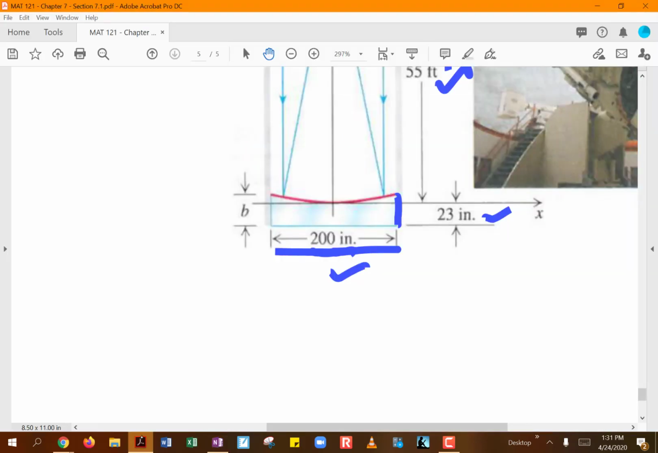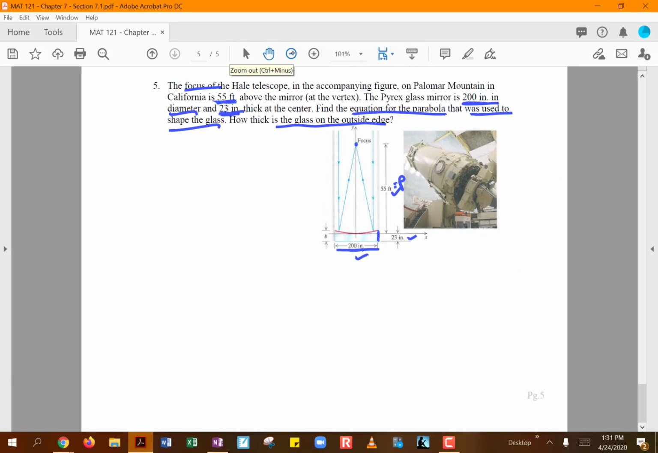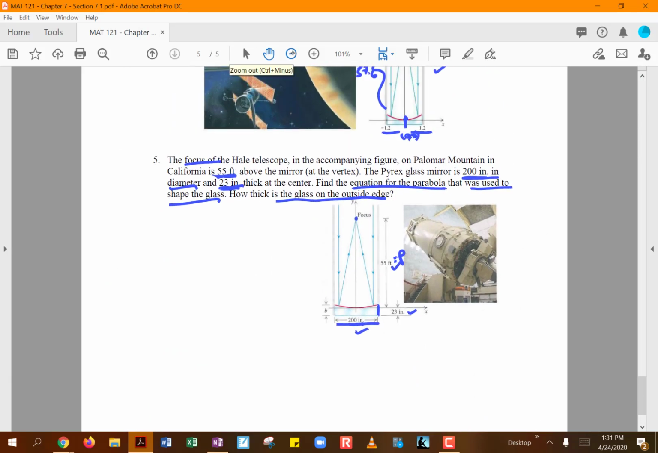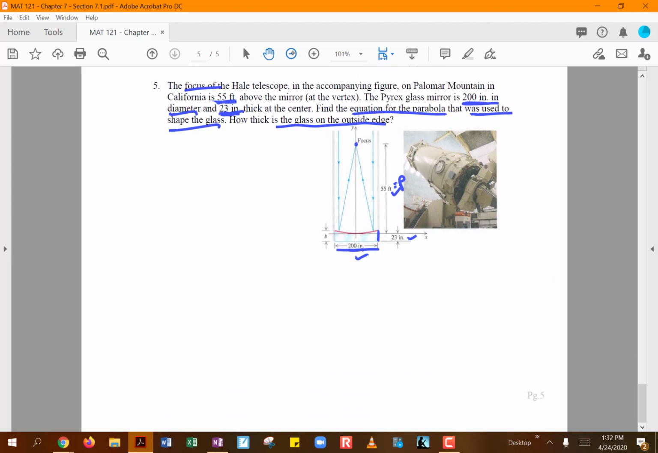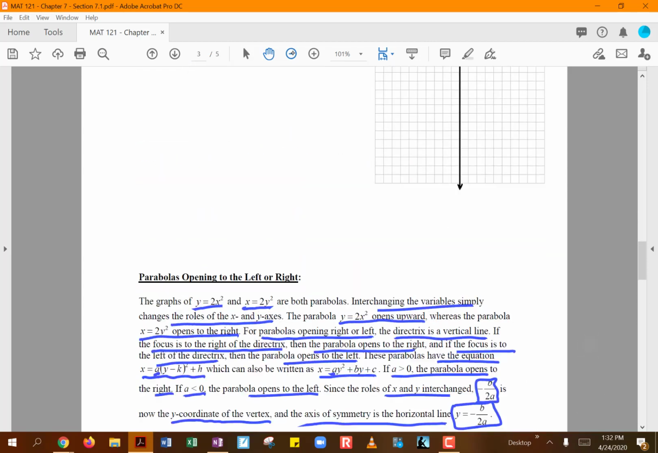Alrighty, folks. So this was our example for how the mirror in a telescope is designed based on what equation. So this was our last example here in section 7.1.